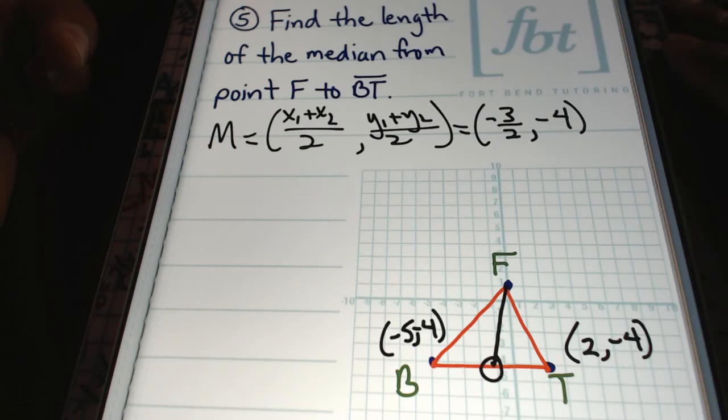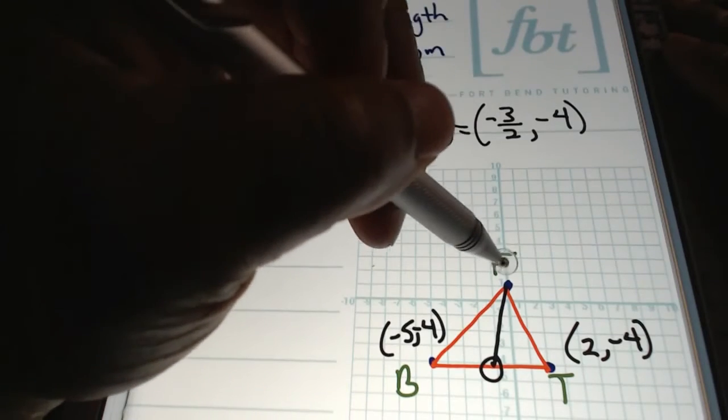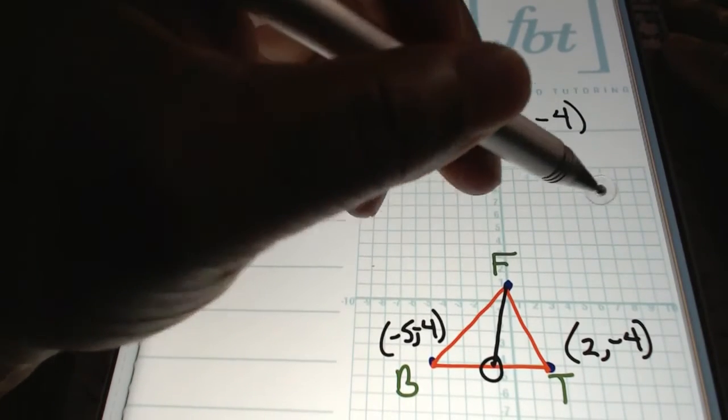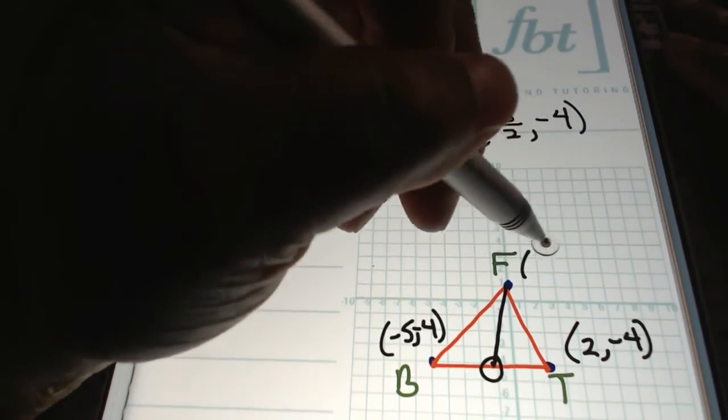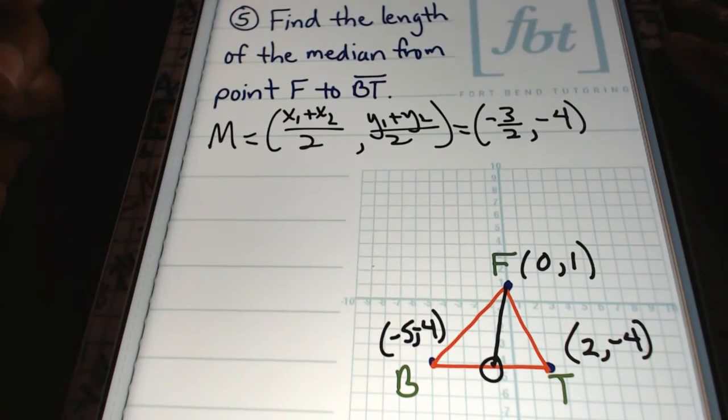Then, continuing on here, we're going to take this midpoint, as well as the coordinates of our first point, which is point F, at 0, 1 by the way, and we're going to find out.